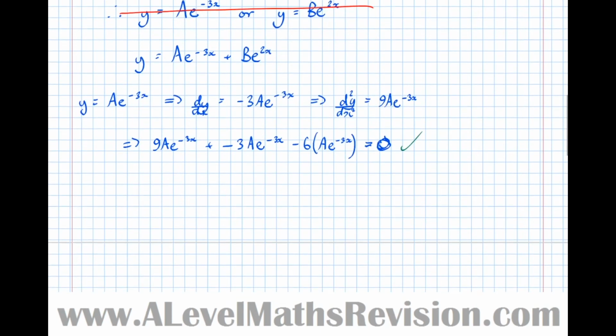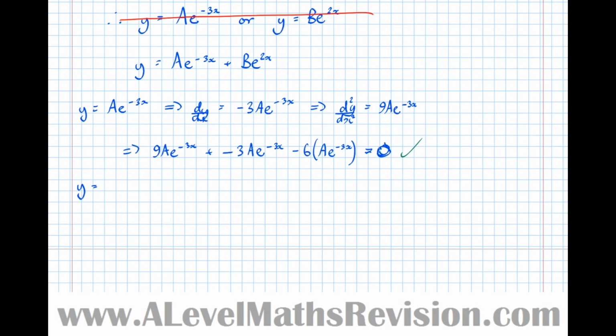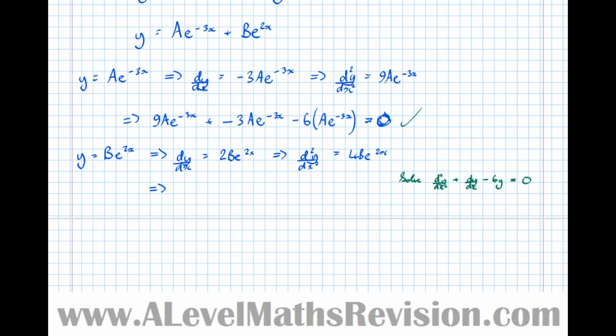Right, let's do it for y equals b e to the 2x. So y equals b e to the 2x, which means that dy by dx equals 2b e to the 2x, which means that d2y by dx squared equals 4b e to the 2x. Sub it into the original equation. Let's just put it there in green to remind ourselves what it is. So d2y by dx squared, so 4b e to the 2x, plus dy by dx, so plus 2b e to the 2x, take 6y, so 6b e to the 2x. Let's count them up. So we've got 4 lots of this plus 2 lots of this, take 6 lots of this, which truly is equal to 0, as we expected. So yes, that's a solution.